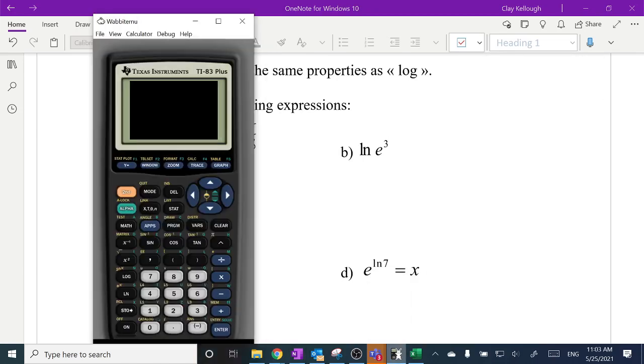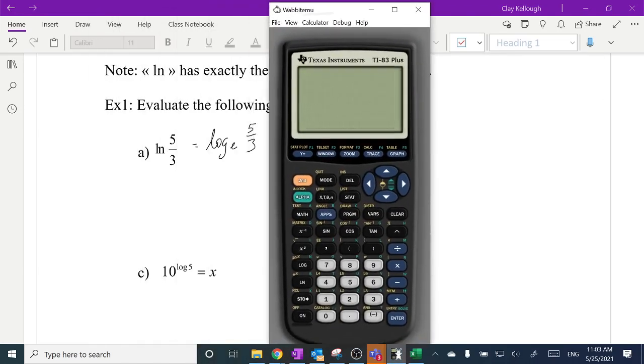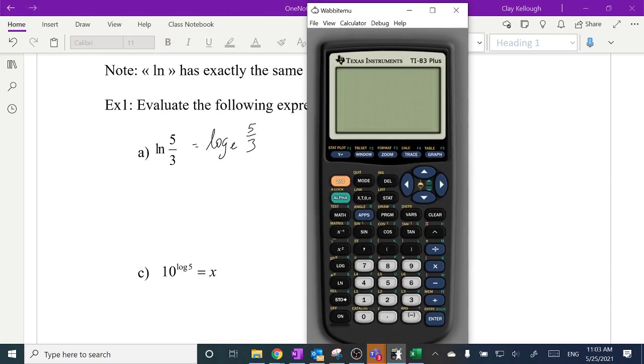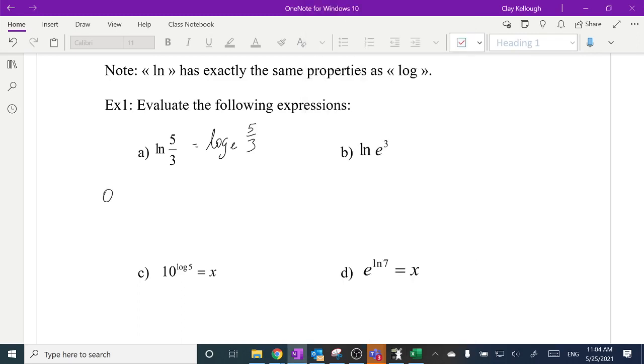So let's go ln. Let's clear everything, and let's go natural log. My calculator opens a bracket for me. If yours doesn't, you can go 5/3, close your bracket if you have to, and then hit enter, and there you go. So that's going to be 0.5108, and it's irrational.